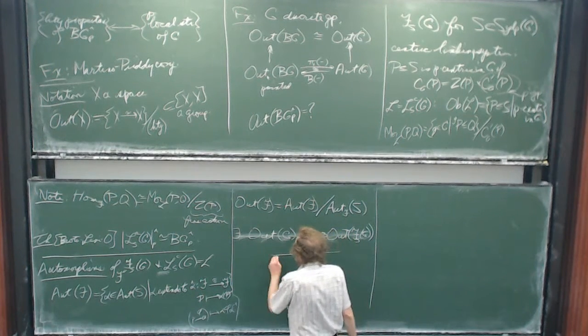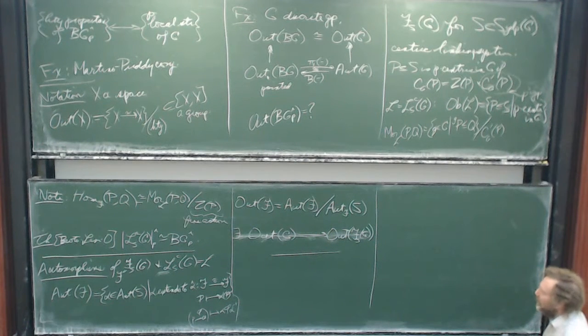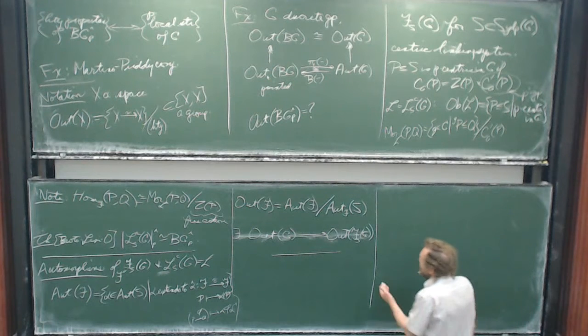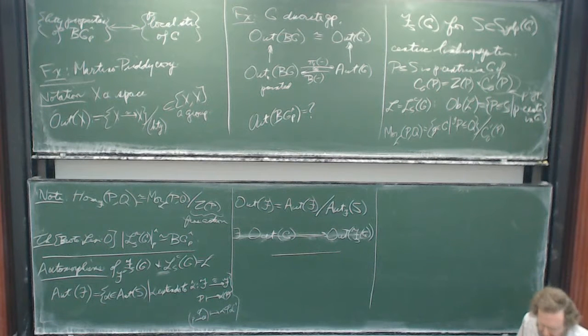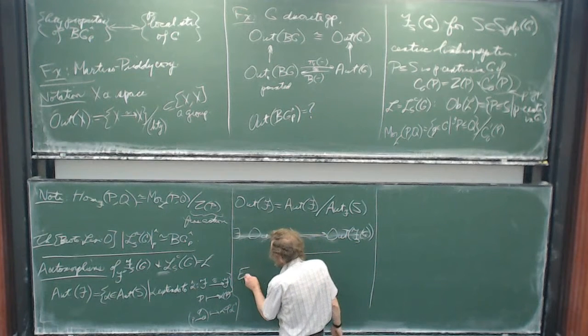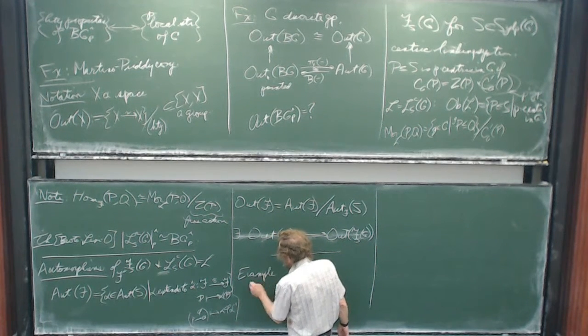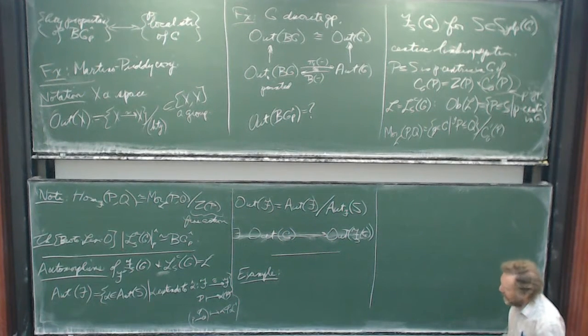But first, go to the linking systems, because a priori you might think that this Out(F) is the most natural group for studying automorphisms of the fusion system, but it turns out not to be the case. And the reason can be seen in the following example.